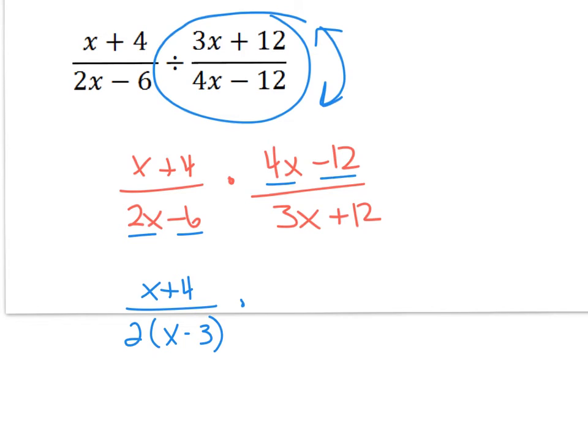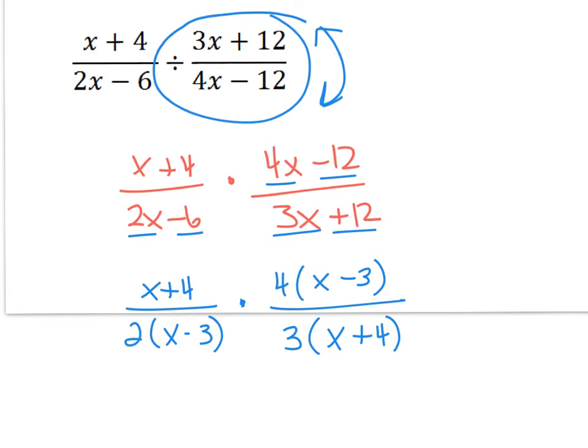Multiplied by 4x and negative 12 have a greatest common factor of 4, leaving x minus 3. And then divided by 3x plus 12 has a greatest common factor of 3, and what's left over is x plus 4. Now if you notice, whenever we do these things, it sets up so that our factors are already there for us.